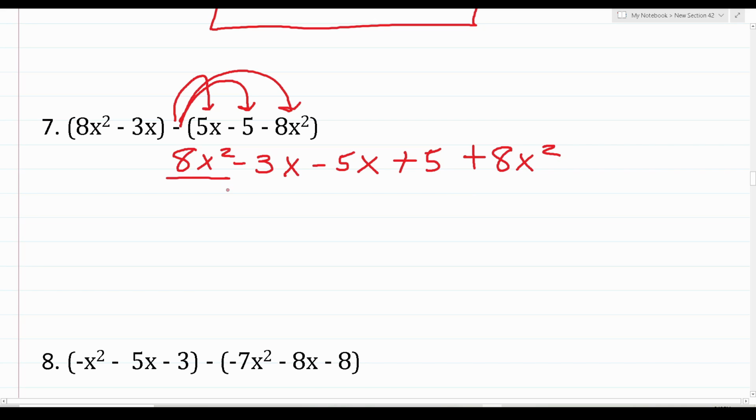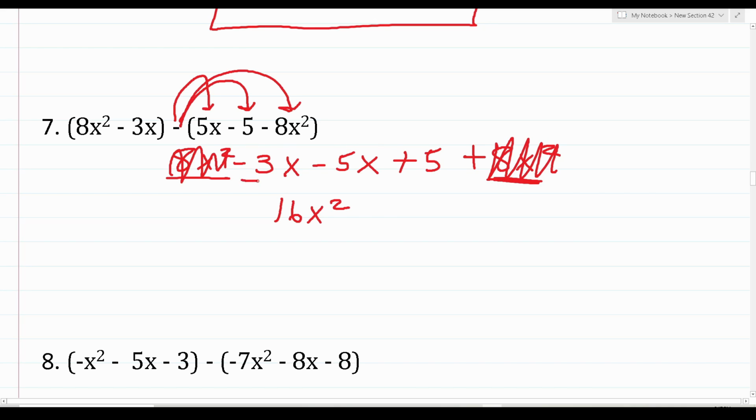Let's start over here. Again, we can see that we have 8x squared. Our letter variable is x. It's raised to the second power. So if we look through all these other terms, we're looking for x raised to the second power, which we can see is over here. So we can combine 8x squared and 8x squared. That's going to be 16x squared. And we can cross these out now that we've taken care of them.